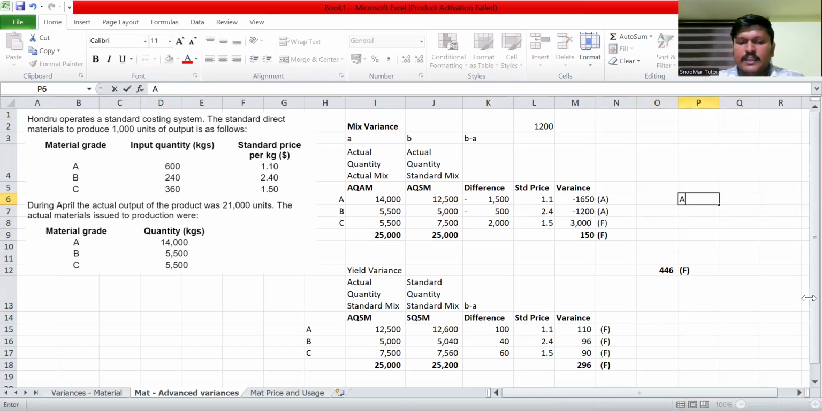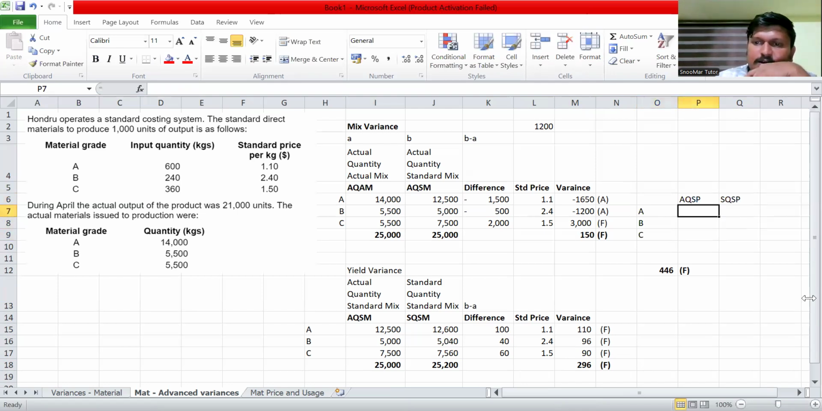I was going for AQSP versus SQSP, right? So actual quantity at standard price and standard quantity at standard price. This was my formula. So if I am going to do it for all the particular things over here for A, B, and C, I'll get a usage variance, right? So basically, let's take it column wise here, for cross-checking purpose only.